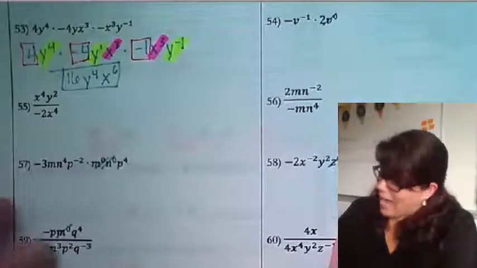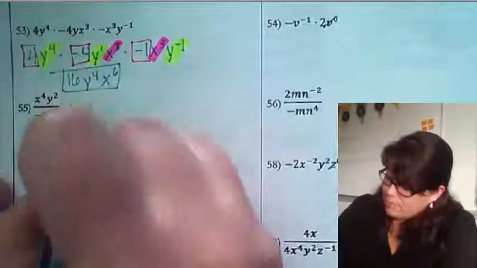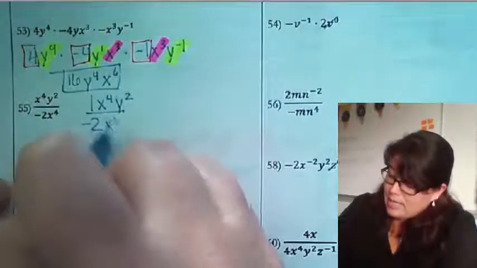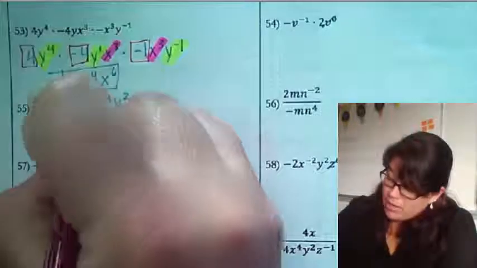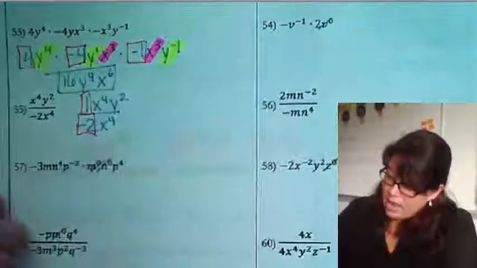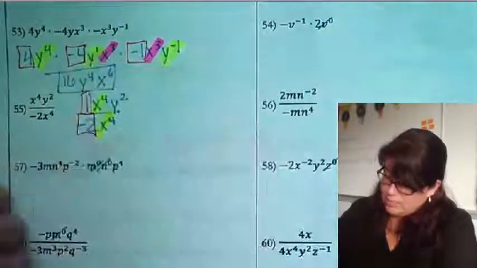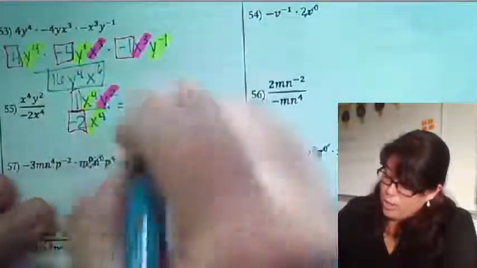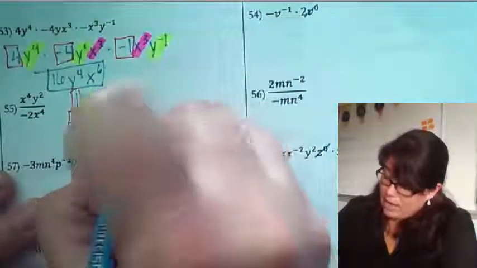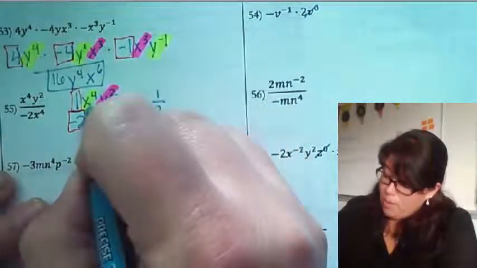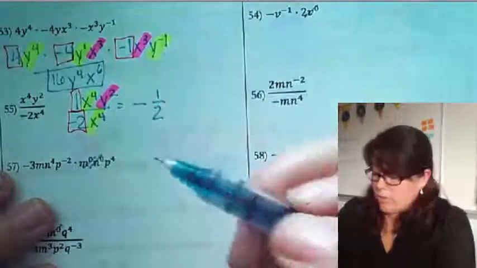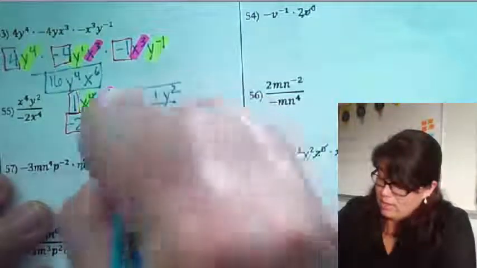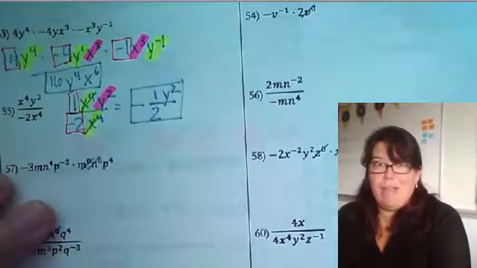Now let's take a look at number 55. If I've got coefficient, base, exponent, coefficient, base, exponent. Okay. Box my coefficients and highlight my bases with their exponents. Okay. So I have a positive and a negative, still going to be negative. 1/2 doesn't reduce. 4 minus 4, that's just zeros. Those are gone. And all I have left is y squared. Sweet. No negative exponents. That was easy.